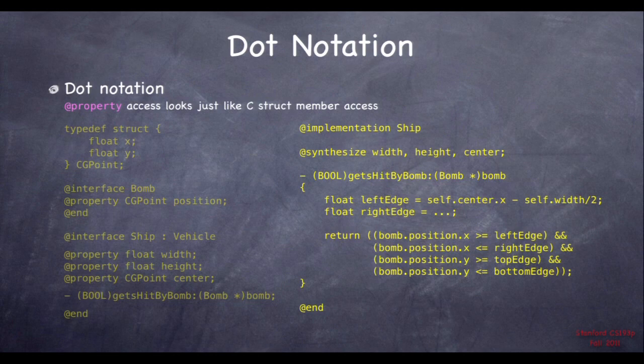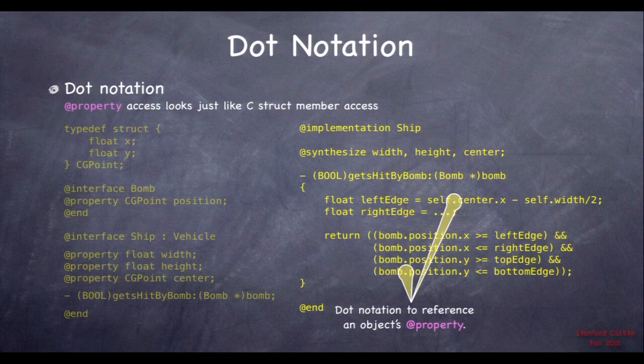The key thing to notice here is that dot notation. Those two dot notations that are highlighted are accessing properties. You see that? self.center is the ship accessing its own center property. And then down at the bottom, bomb.position is accessing the position property of the bomb star argument to this method. Everyone got that?